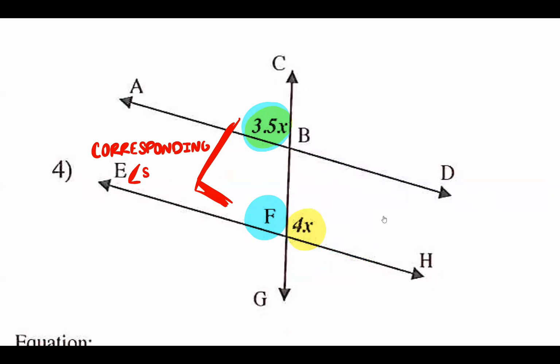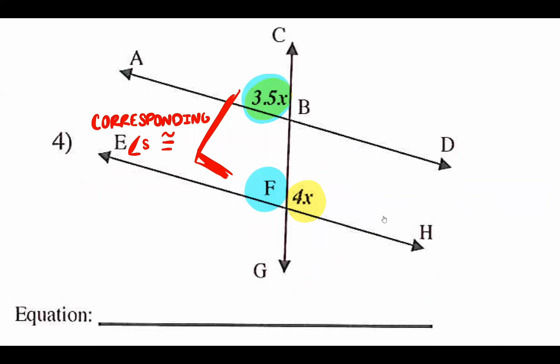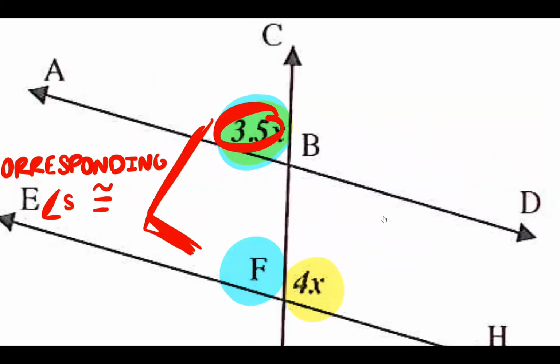What do we know about corresponding angles? They're what? Corresponding angles are congruent. So what could I do with 3.5x? Since Gabby doesn't like decimals. What can I do with it? If I know 3.5x and F are congruent, how can I manipulate this problem to help me solve it? I'm going to substitute that. I'm going to take 3.5x and plug her in down under.